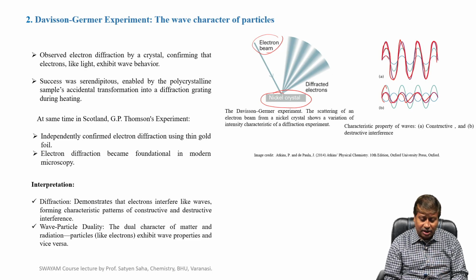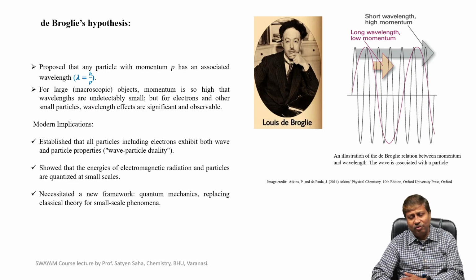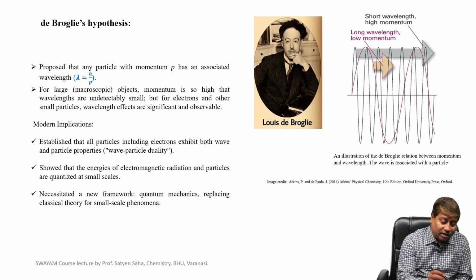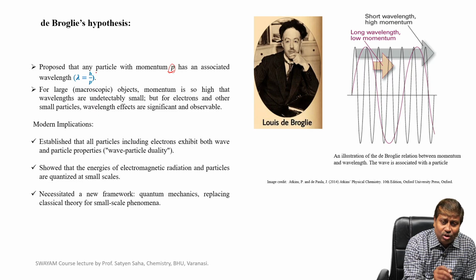So, this shows that a particle behaves as a wave, in the electron beam experiment. Now, de Broglie presented the de Broglie hypothesis: any particle with a momentum p has an associated wavelength, meaning a particle will have a wave nature, and a wave will have a particle nature. So, lambda is equal to h by p, where lambda is the wavelength.